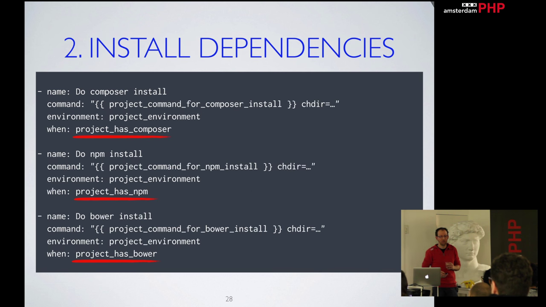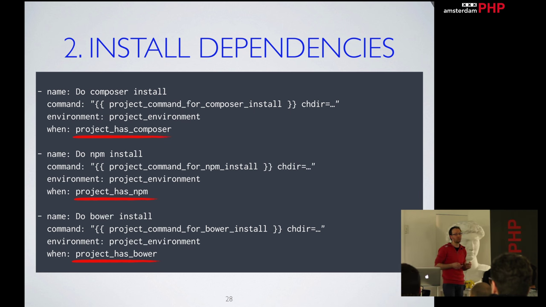So step two, installing dependencies, and I've named a few dependency managers like Composer and NPM and Bower. The role supports all three and doesn't run them by default. So if you have Composer, you set one variable called project has Composer, you set that to true or true-ish in Ansible, so that's like one or on or yes or hell yes or give it to me. And that will run Composer or NPM or Bower, whichever you set.